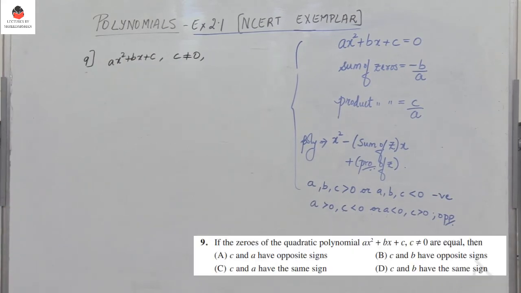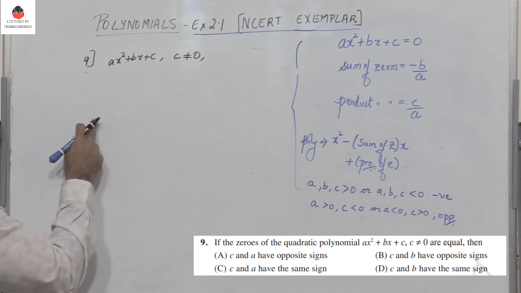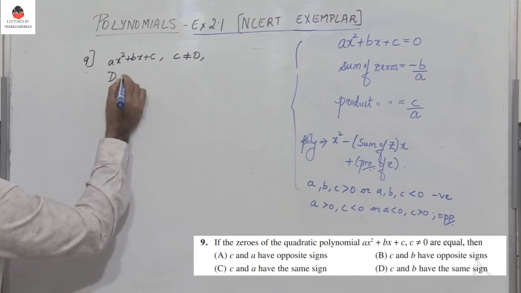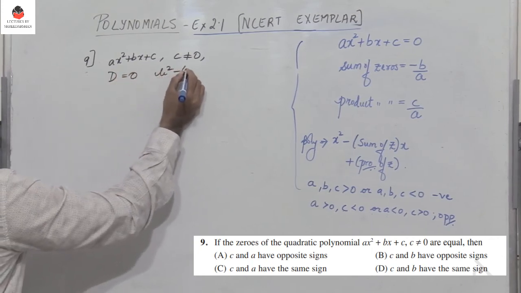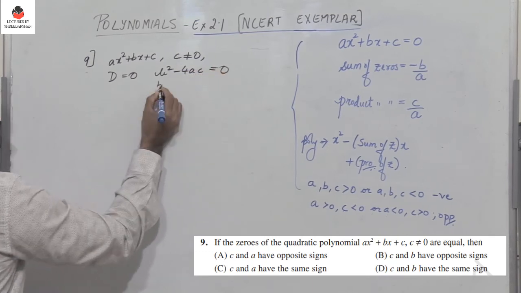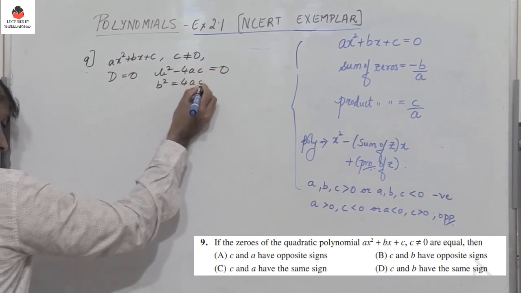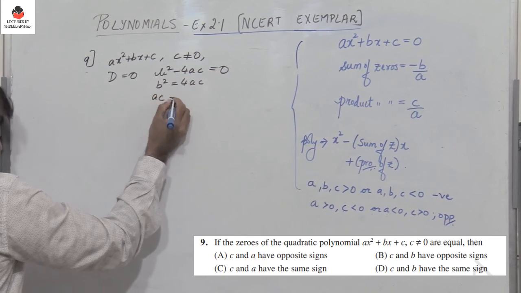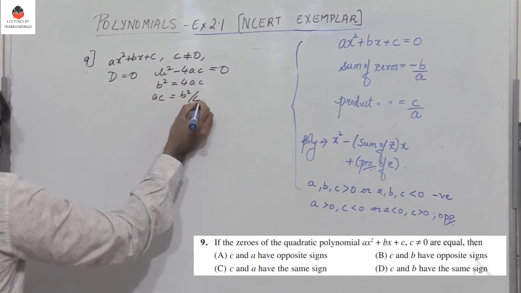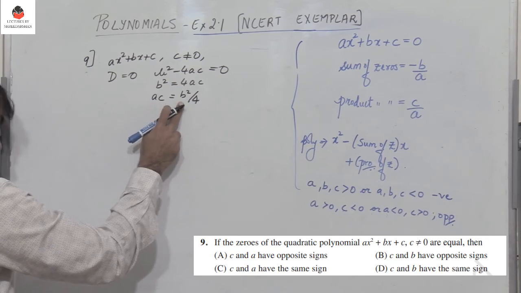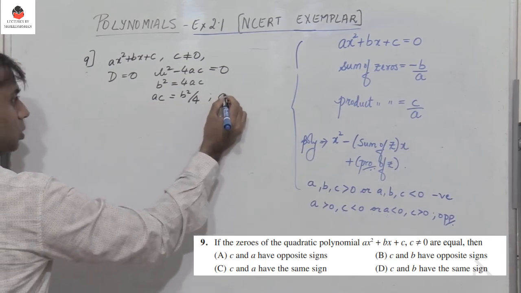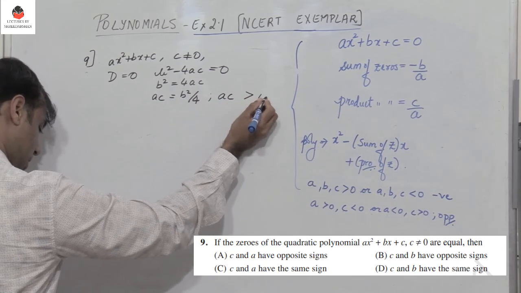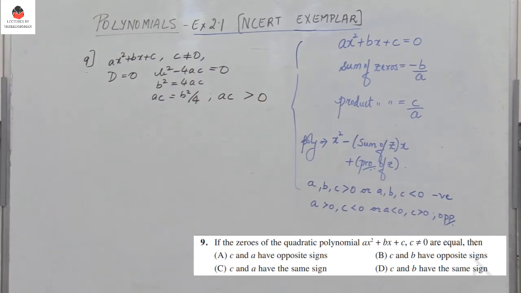So given that the zeros of the quadratic polynomial ax squared plus bx plus c, where c is not equal to 0, are equal, we know that the discriminant D is equal to 0, or b square minus 4ac is equal to 0. Therefore b square is equal to 4ac, and ac is equal to b square by 4. So we can conclude that a into c is definitely greater than 0.